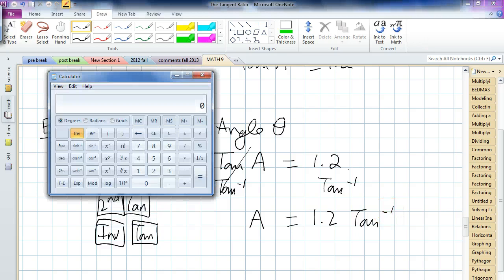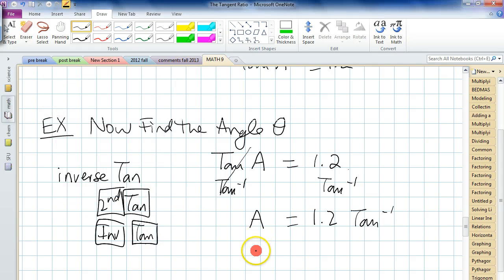So all you do in a calculator is put in 1.2. Well, actually, let me just do this from the start. Clear the calculator. You can go 1.2, and this means inverse tan. I'm going to hit inverse tan, and it spits out a degree: 50.2 degrees. Angle A is 50.2 degrees.